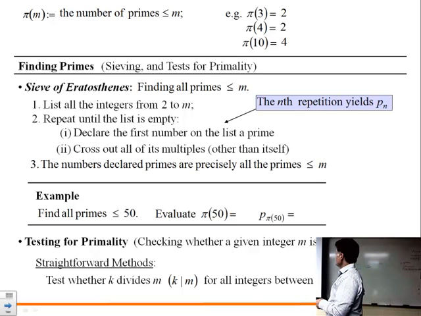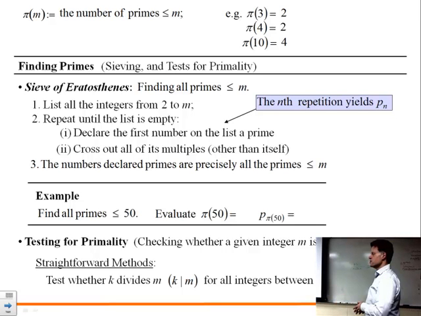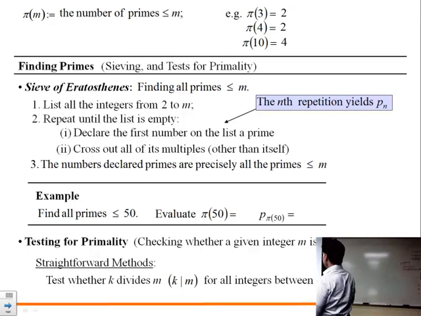And then consider the rest of the list. And then repeat this. Declare the next smallest number on the list to be prime. And keep going until all the numbers on the list are either crossed off or have been declared to be prime. The prime that you declare on the nth repetition is going to be the nth prime in increasing order. So you can get all the primes in increasing order this way. So let's do a quick example. And so the numbers declared primes are precisely all the primes less than or equal to m.